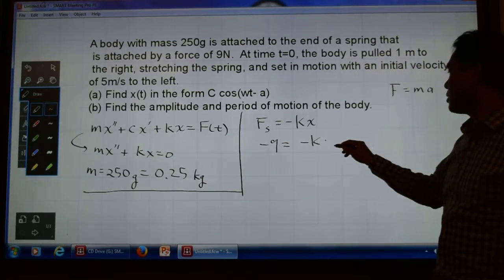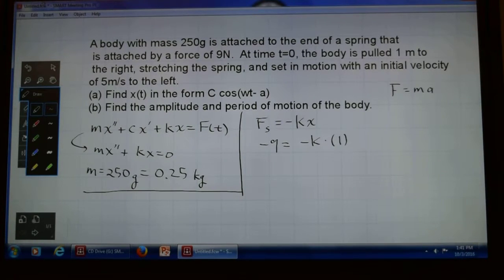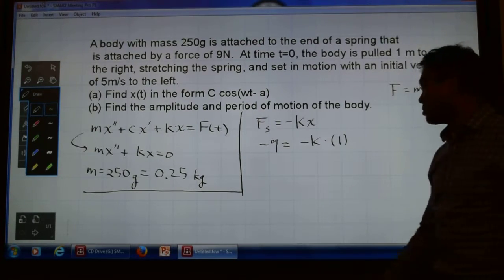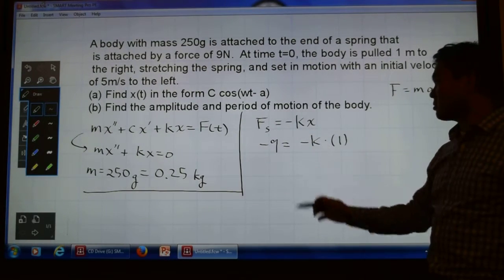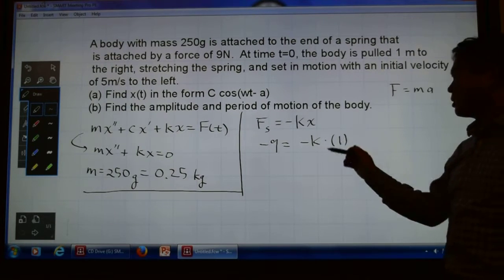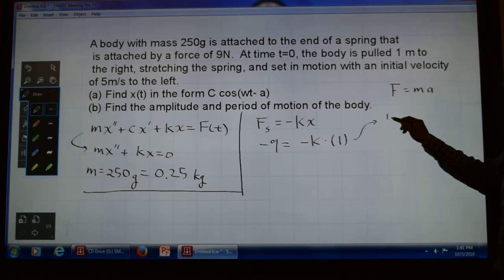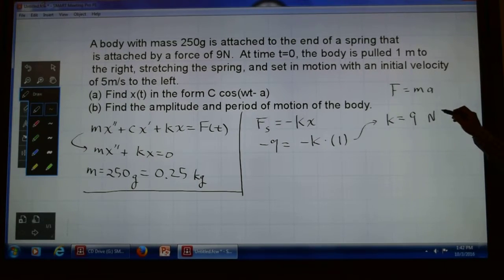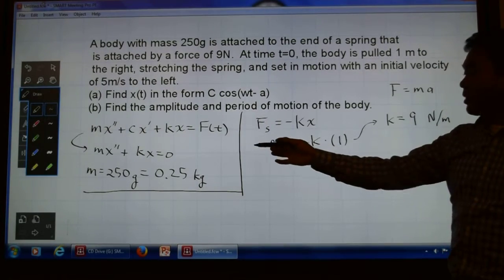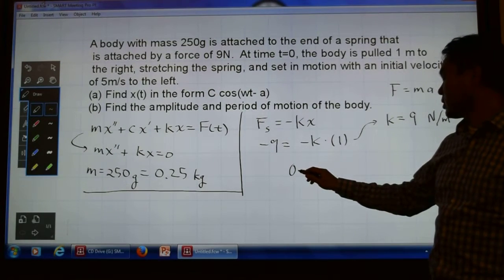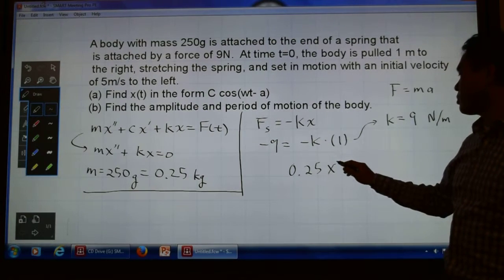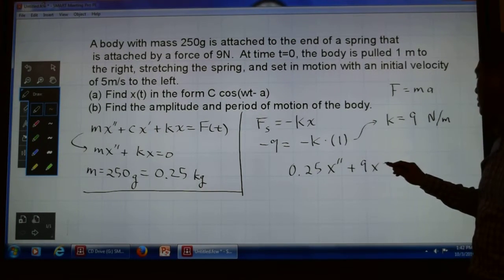k is unknown, but you know that it's pulled 1 meter. If you don't want to think about the signs, that's fine. You can just say F = kx and plug in 9 for the force and 1 for the length and find k that way. So that tells us that k is 9. It's really 9 newtons per meter. So every meter that you stretch, you will need 9 newtons. Plugging in the values of m and k gives you the following equation: 0.25x'' + 9x = 0.